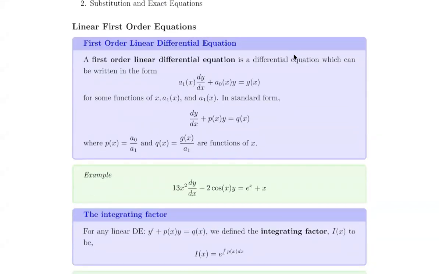We have linear first-order equations. First-order linear equations look like this. This is the form of a first-order linear differential equation. Basically, you have a function of x times the first derivative of y, plus another function of x times y itself, equals g of x. That's the form of a first-order linear equation. Now, if your g of x equals 0, this is called homogeneous. If your g of x is not 0, then this is called inhomogeneous.